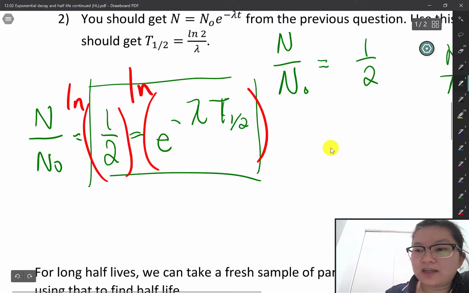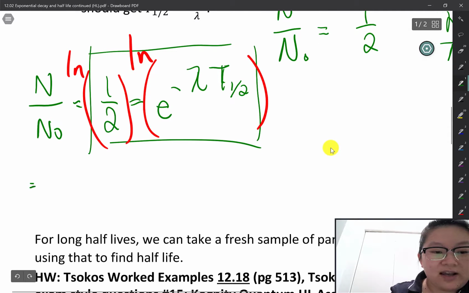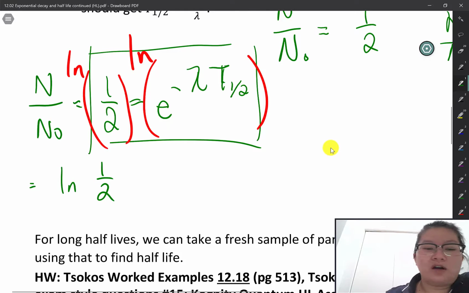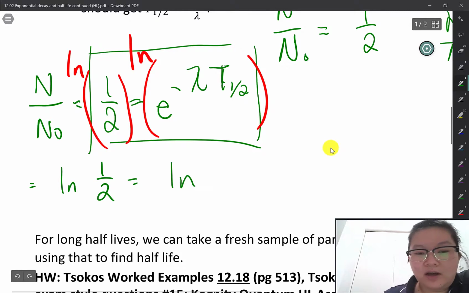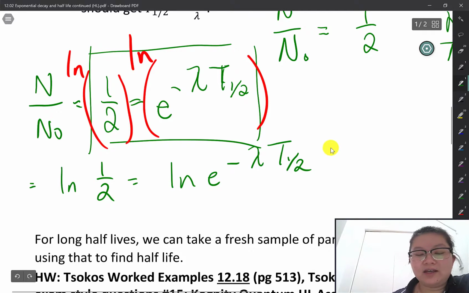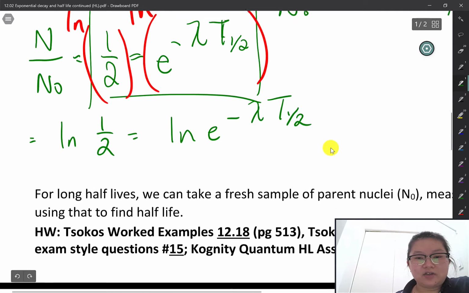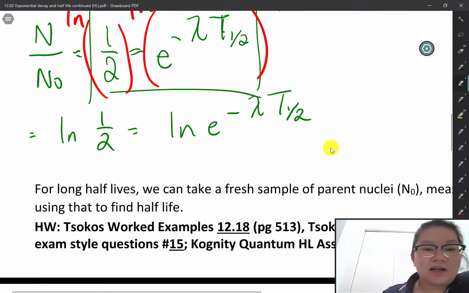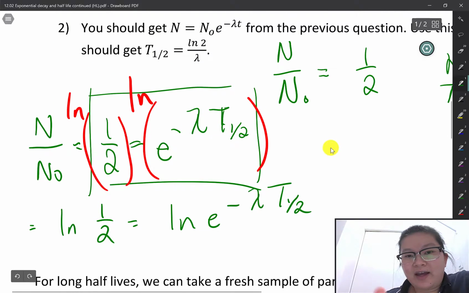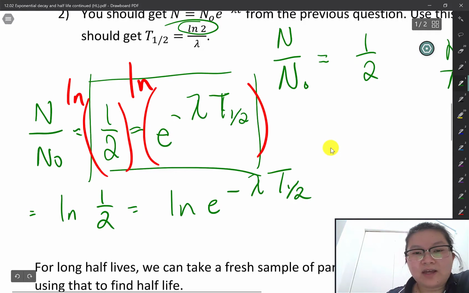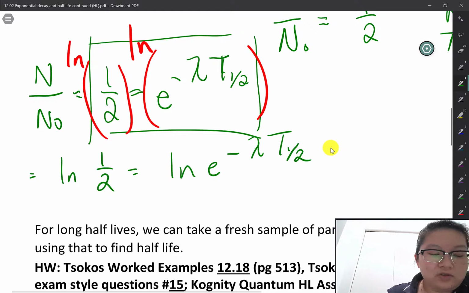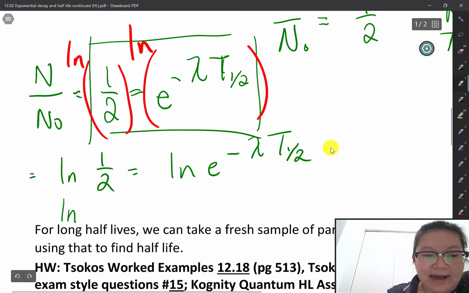After we take the natural log of both sides, we end up with ln of 1/2 equal to ln of e to the power negative lambda t half. Let's change this up a bit. I can't have ln of a half here, so how do I get ln of 2? We know that 1/2 is essentially 2 to the power of negative 1. That's exactly the same thing as 1/2.